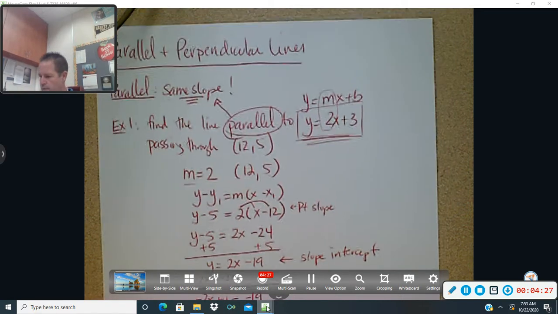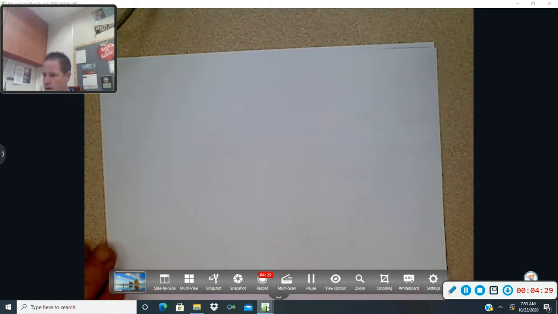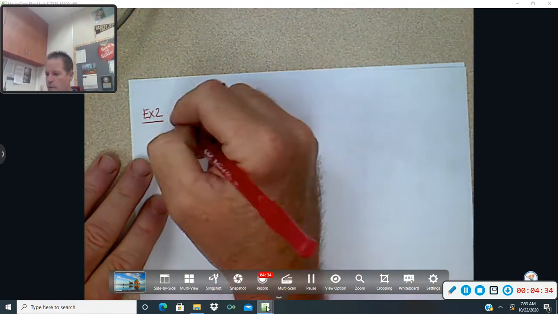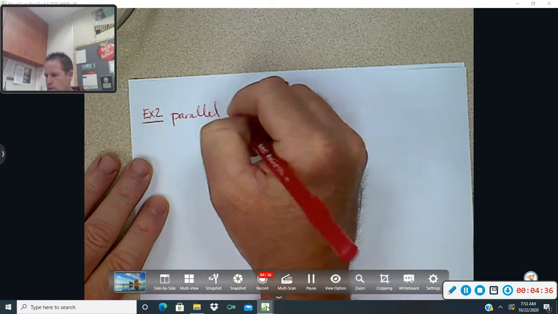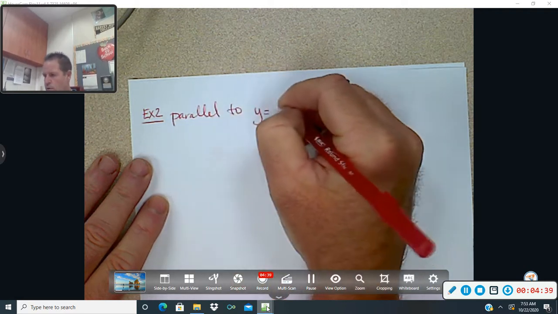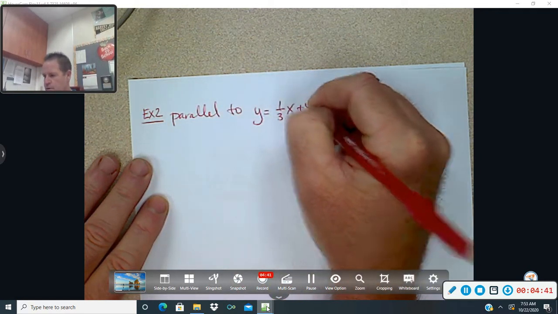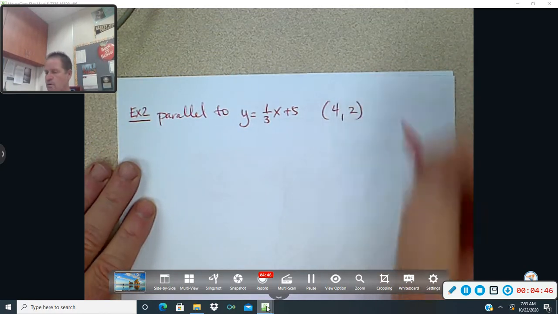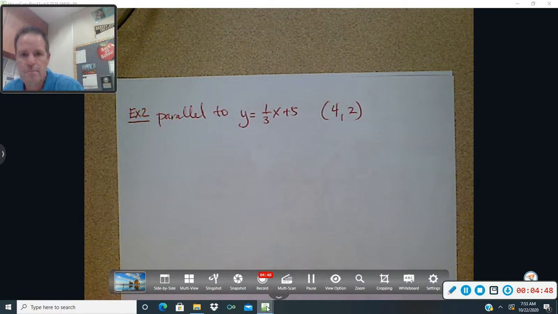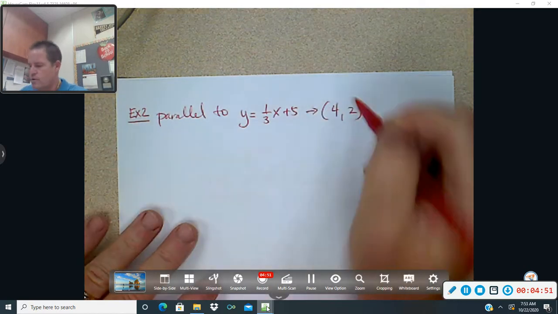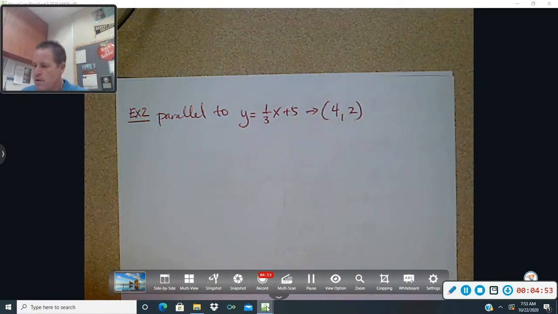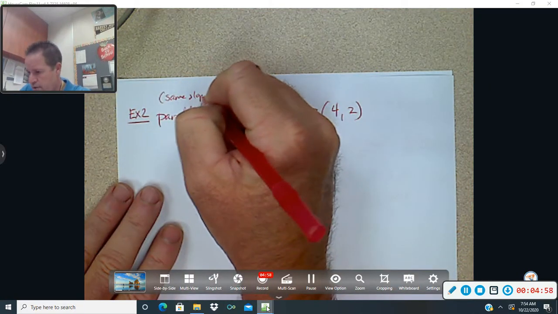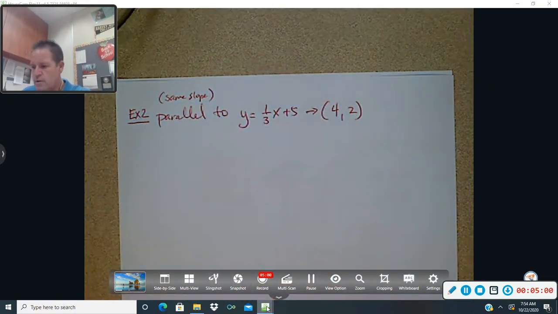Okay, let's do one more of those. We'll do another parallel one, and then we'll get into perpendicular. So example 2. Again, I want it to be parallel to y equals 1/3 x plus 5, and we want it to pass through the point 4, 2. So we want it to be parallel to this and pass through this point. Again, parallel means same slope. That's what you've got to know. Parallel, same slope.